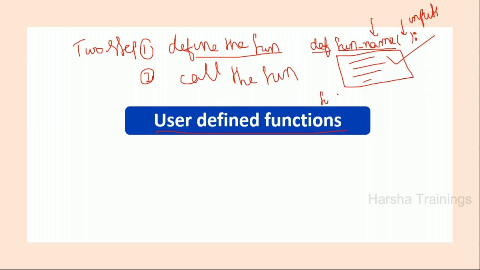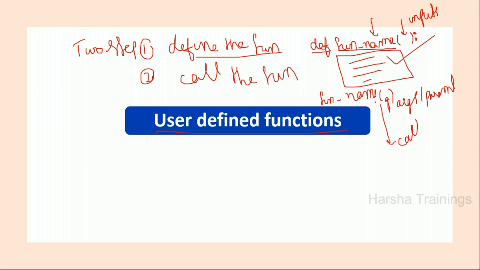Whatever name I give here, I can call it as function_name, and here there is a parenthesis. Here I will call with arguments, also called parameters. The inputs which we are providing, this is called a function call.